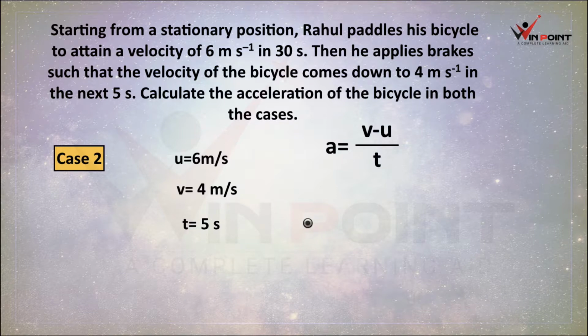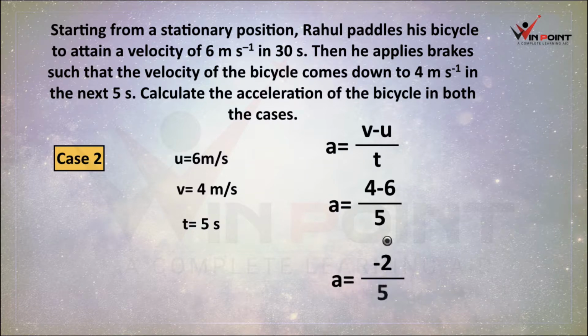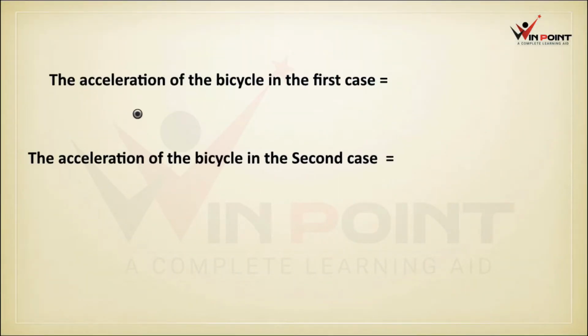What is the value of v? 4 meter per second. What is the value of u? 6 meter per second, and time is 5 seconds. a is equal to 4 minus 6 upon t. t means 5. It will be minus 2 by 5 meter per second square. The acceleration of the bicycle in the first case is 1 by 5 meter per second square. If you want, you can divide it. Acceleration of the bicycle in the second case is minus 2 by 5 meter per second square.